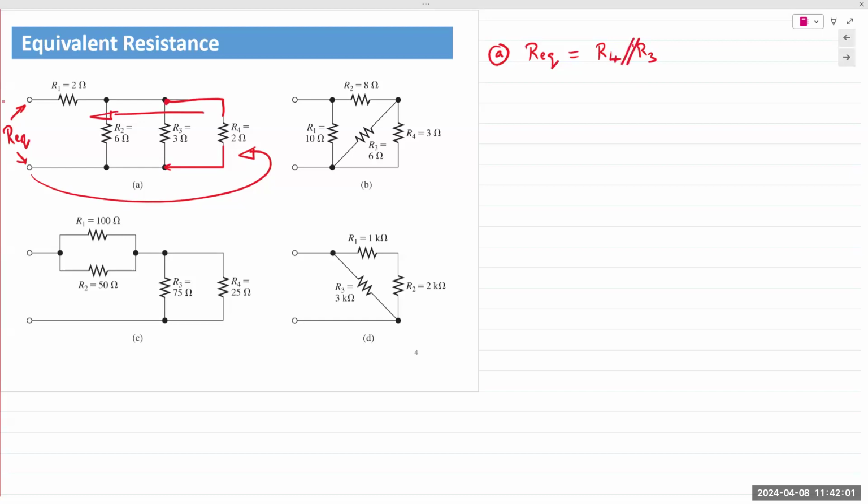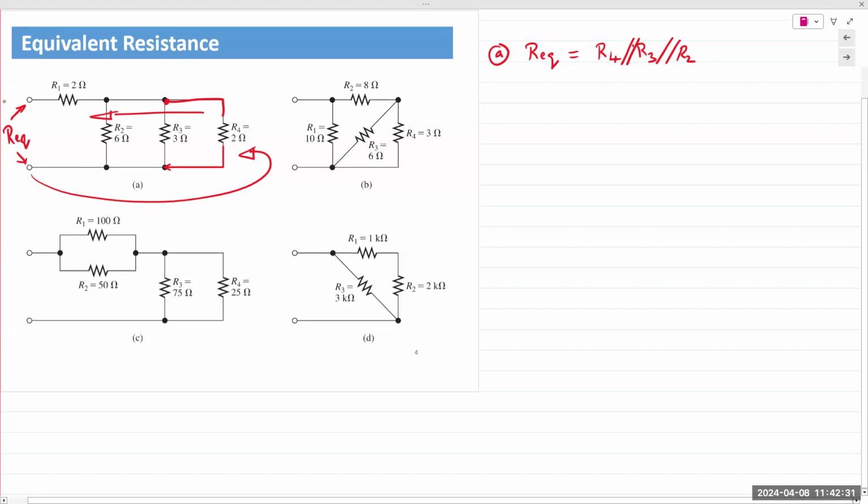That's my symbol for parallel, by the way. Two forward slashes: R4 parallel R3. I can extend the same concept to R2, and so I can state that all three of them are in parallel. In this case, it's a simple circuit. Our brains can automatically look at that circuit and conclude that these three are in parallel.